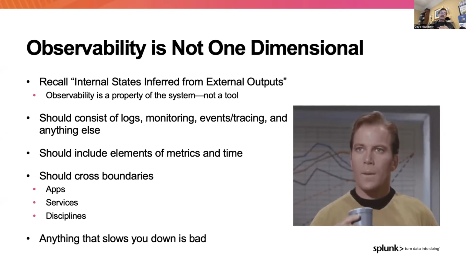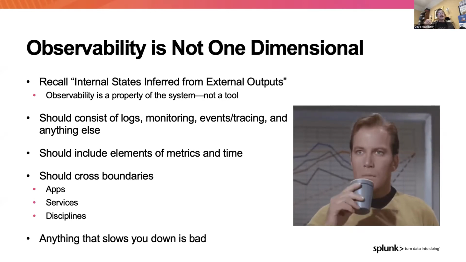This gives you an indication that you've got to be able to cross the boundaries. It's not just the apps, not just the services, it's also the disciplines. So you need to be able to cross those boundaries going between operations to development. You also need to be able to cross those boundaries into business things inside of this. And last, anything that slows you down is bad. We live in an instant gratification society. And so therefore, things that slow down are not acceptable to the customers.